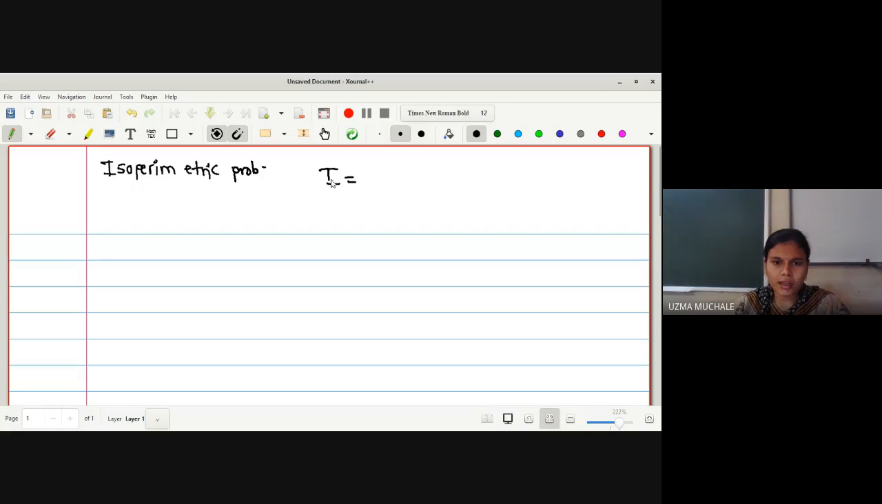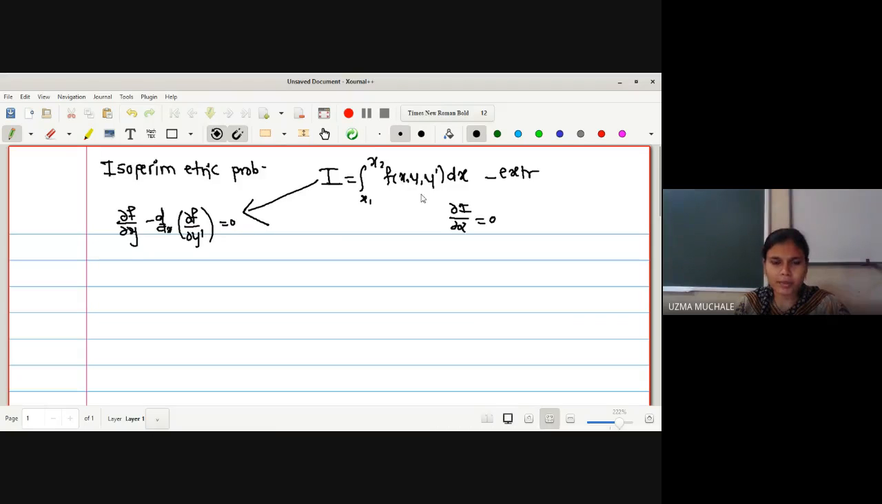The integral I, if you have, is from x1 to x2 of f of x, y, y dash dx. So this type of integrand will be extremum if the condition we find is dou I by dou alpha equal to 0. Hence we get the equation dou f by dou y minus d by dx of dou f by dou y dash is equal to 0. For extremization of I, the integral must satisfy the Euler-Lagrange equation.